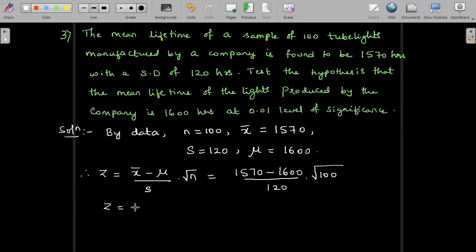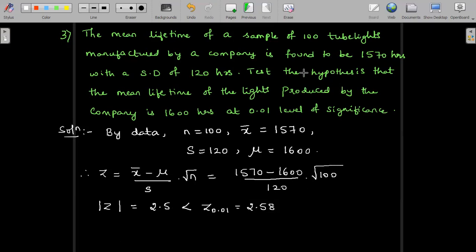So simplifying this, we get Z as a negative value. So we take modulus of Z for comparison purpose so that we can easily compare with the standard table value at 1% level of significance. So mod Z is equal to 2.5 we are getting, and this is a value less than Z 0.01, which is 2.58. So 1% level of significance we were asked to compare with. So at 1% level of significance, Z 0.01 is 2.58. 2.5 is a lesser value.